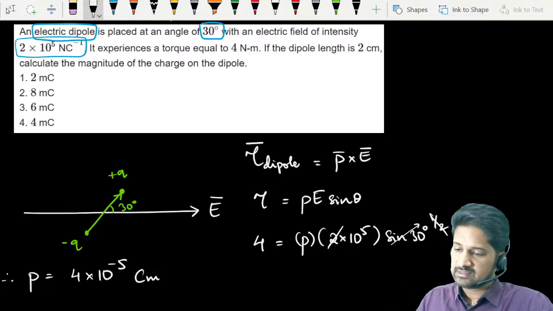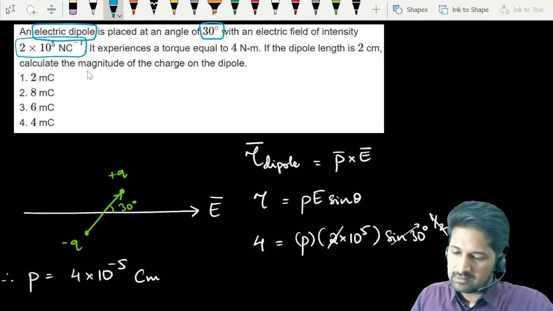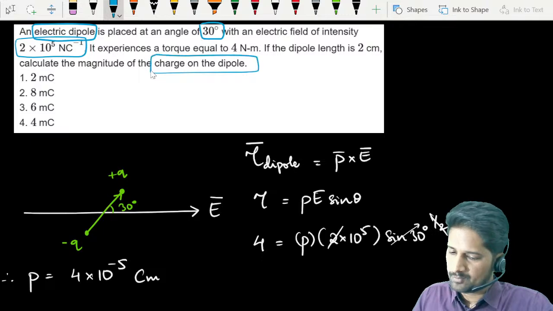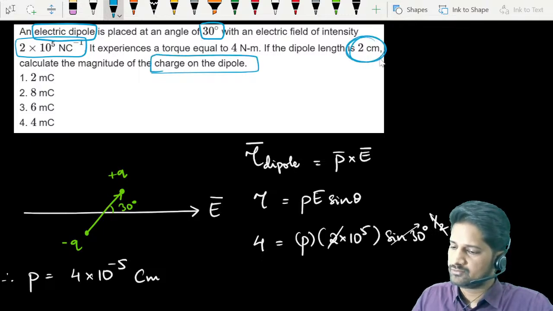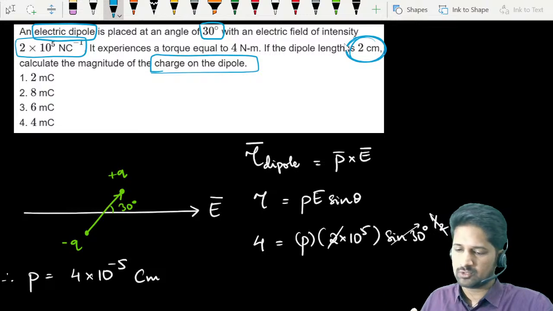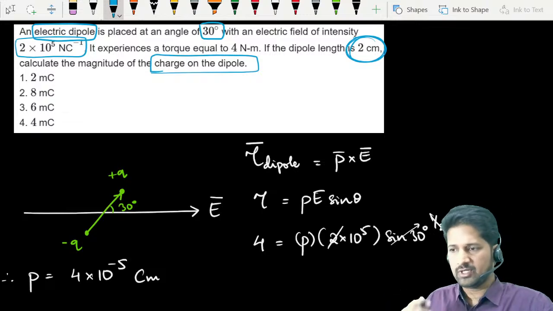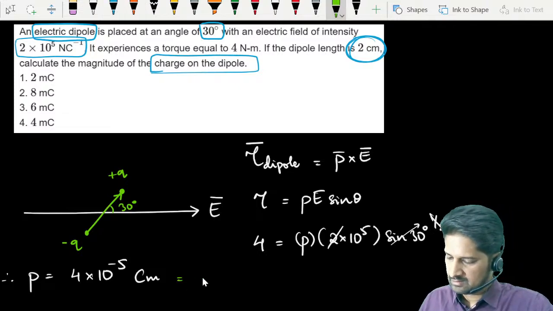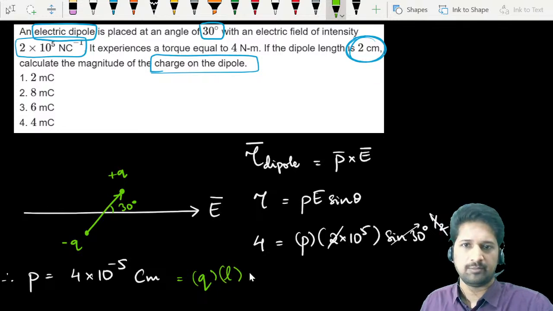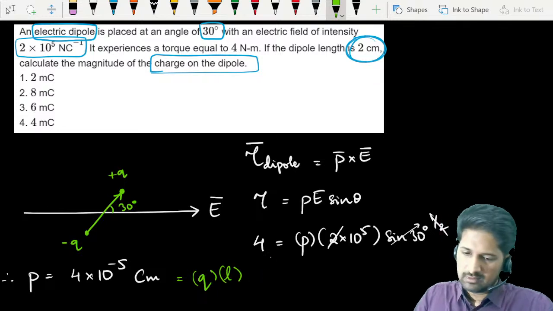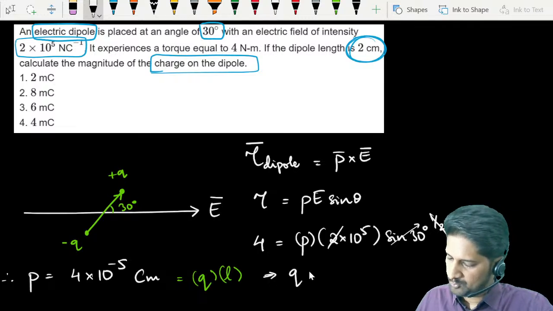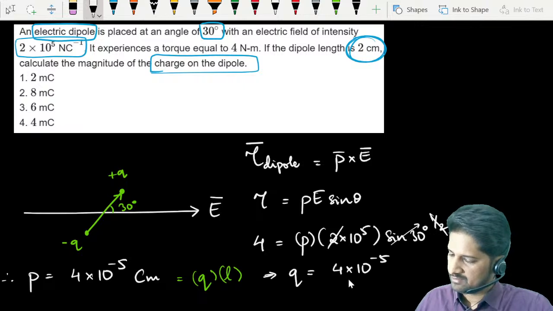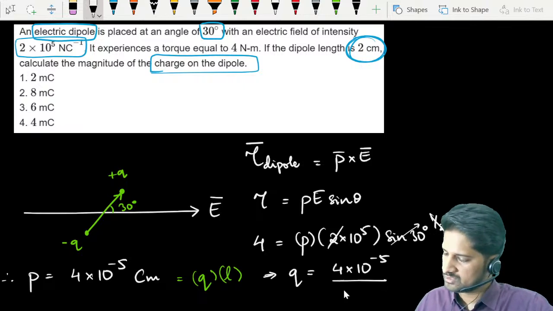Next, they are asking you about the magnitude of charge on the dipole. They have given you the length of the dipole as 2 centimeters and are asking you about the charge on the dipole. Now, we know dipole moment is nothing but charge on the dipole multiplied with the length of the dipole. Therefore, you can say that the charge on the dipole will be the dipole moment 4 into 10 power minus 5 divided by the length of the dipole, 2 centimeters.